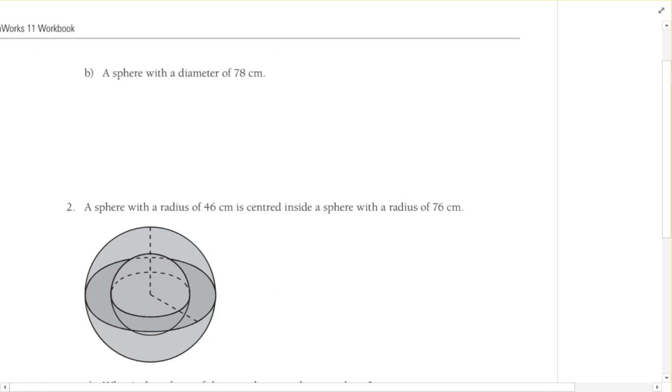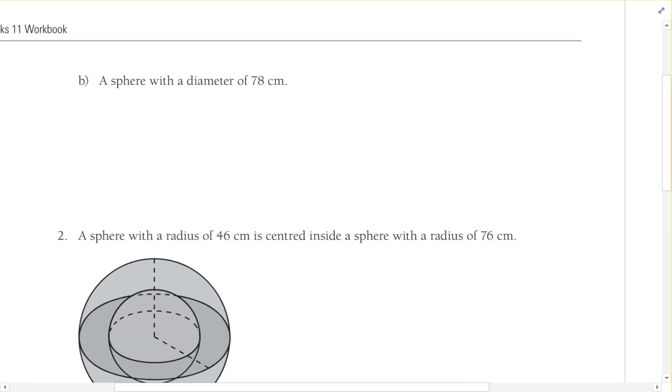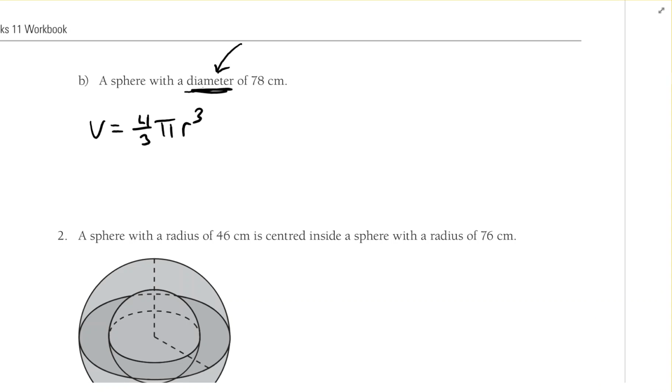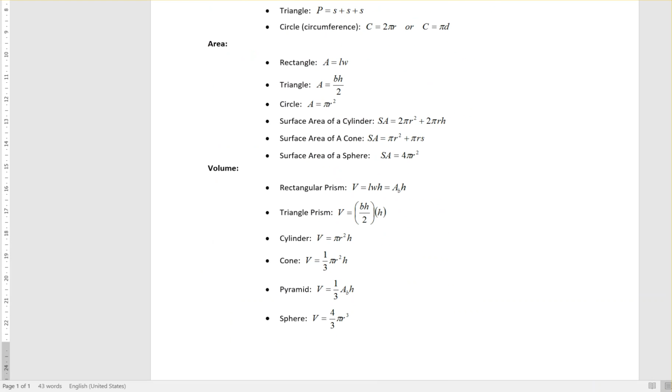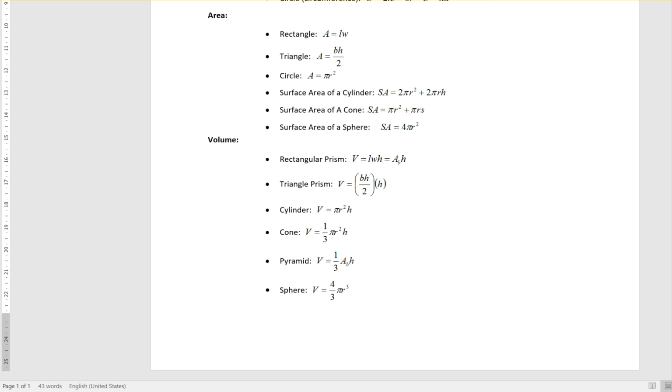I'm going to let you go ahead and do part B. Everything's the same except now we have a diameter. How do you change diameter into radius? That's the question. V is equal to 4/3 pi r cubed. And if I forgot to tell you, this is on your formula sheet too, volume of a sphere, 4/3 pi r cubed, down the bottom there.